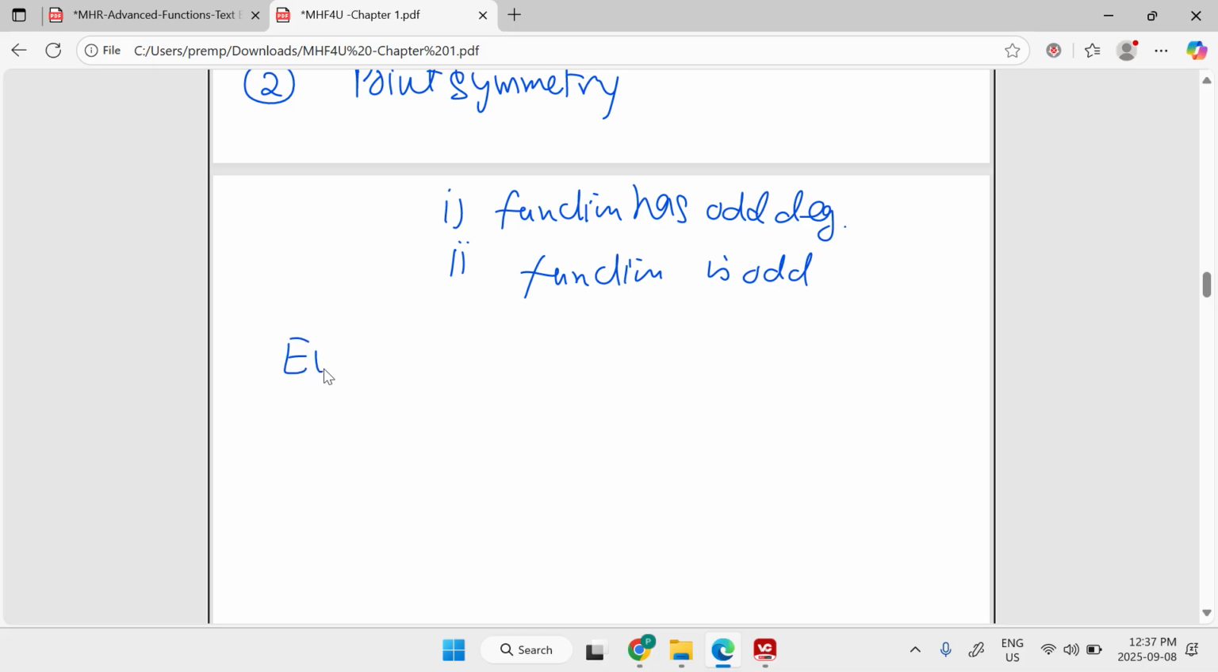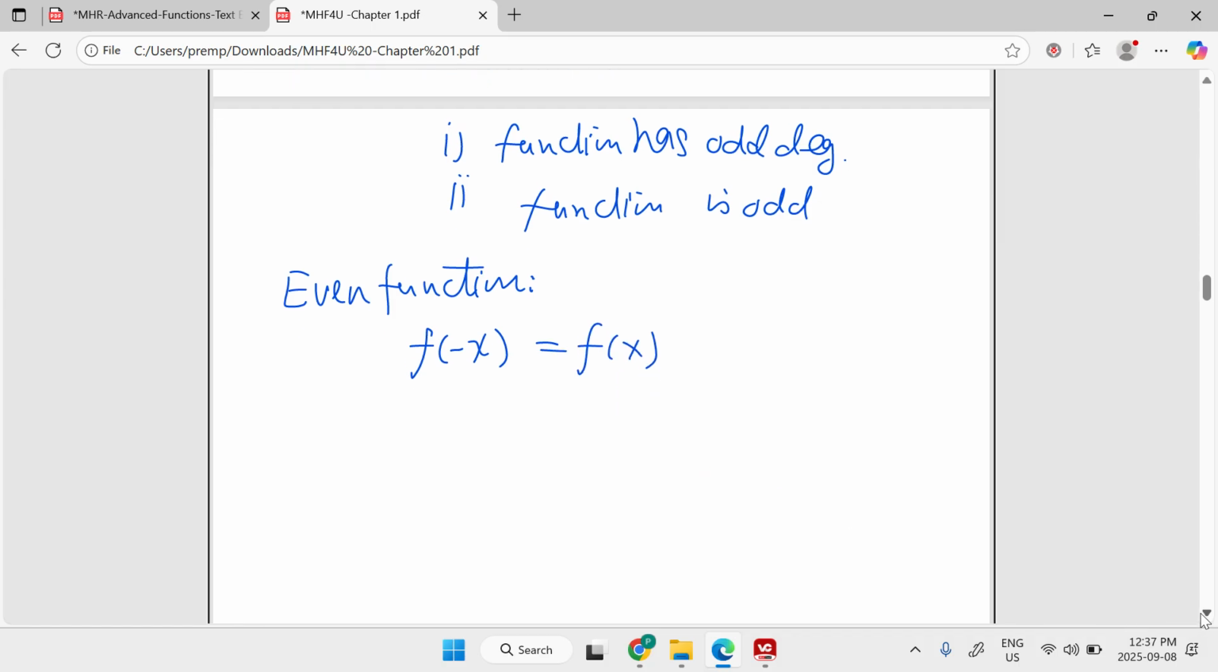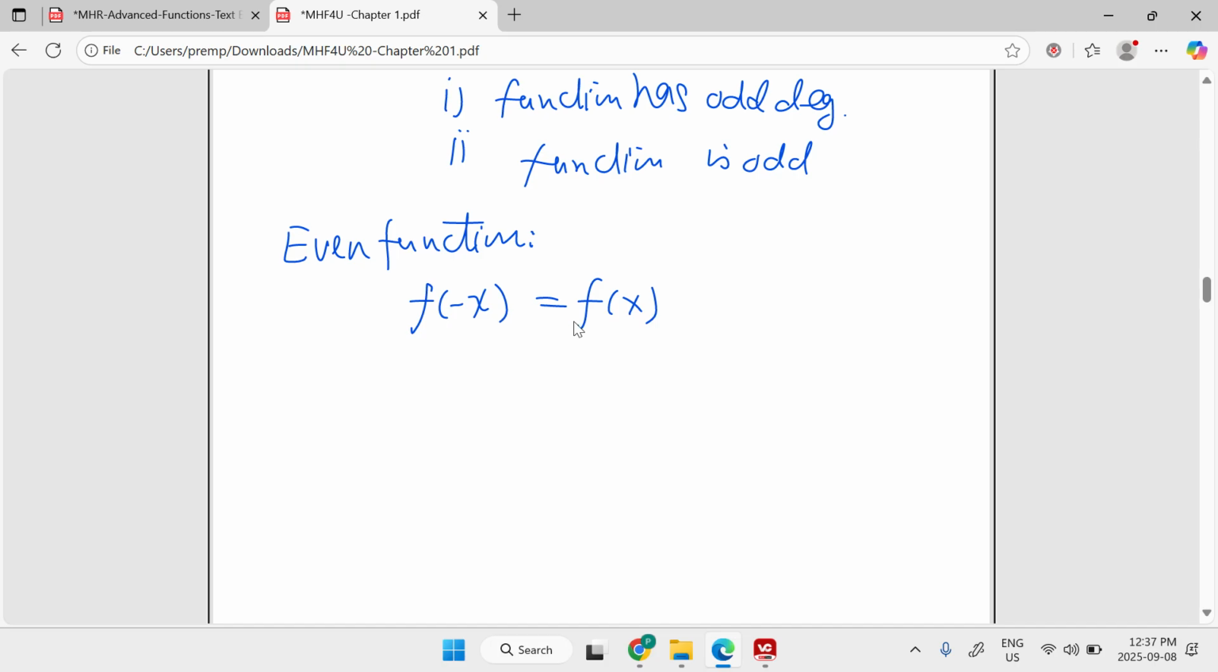Even function. Okay, so we call a function even when f of negative x is the same as f of x. And what it actually means is that when I replace x with negative x in the original function, I should get the same function back. Then if that is the case, we call it an even function.